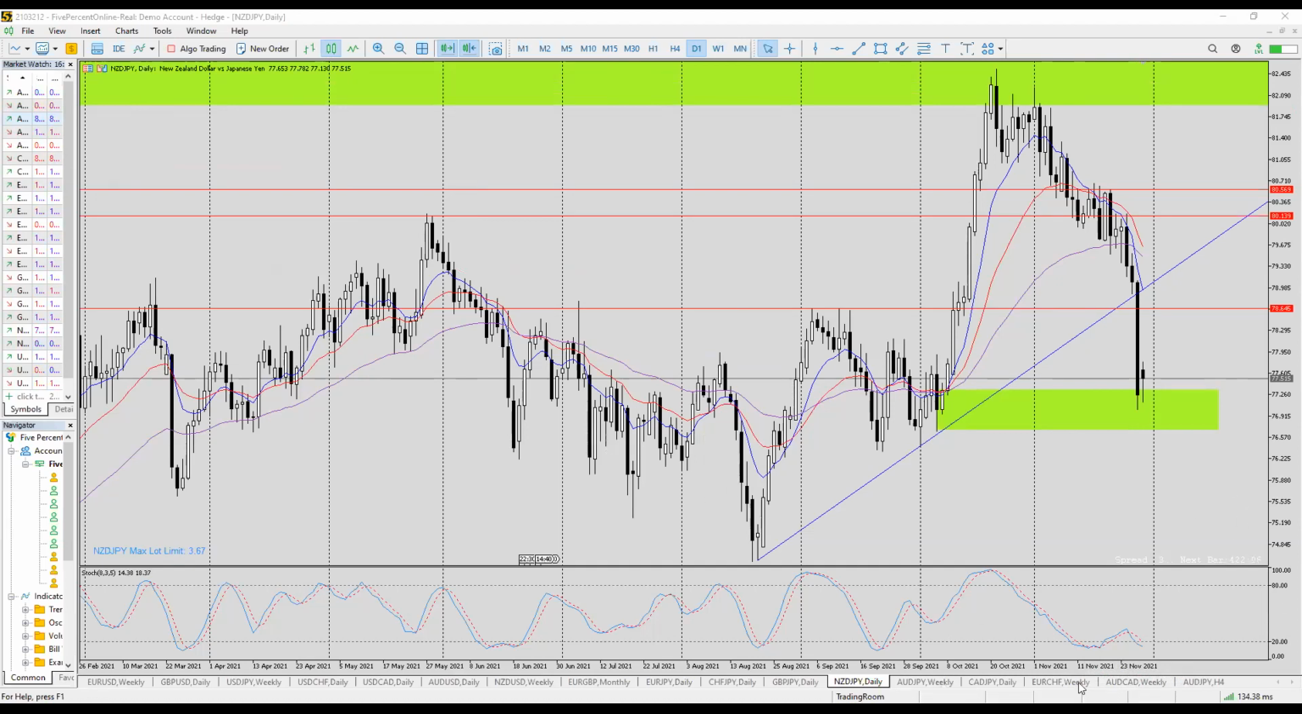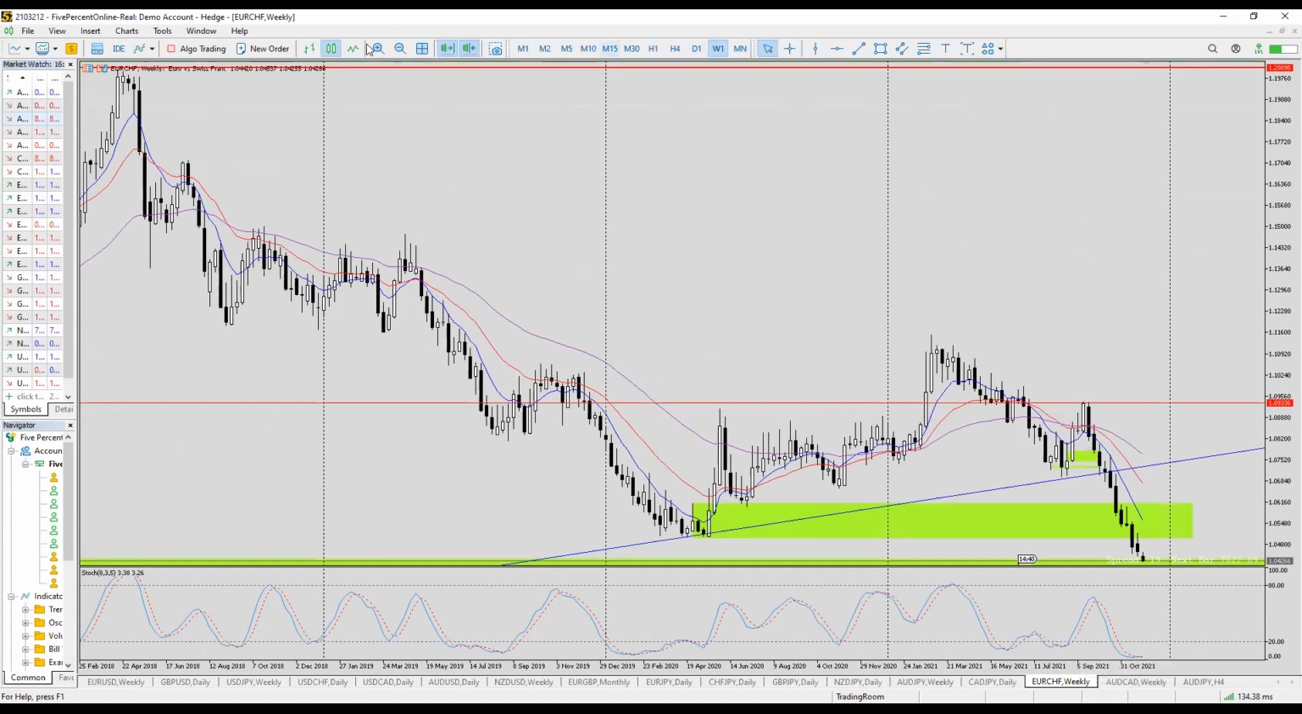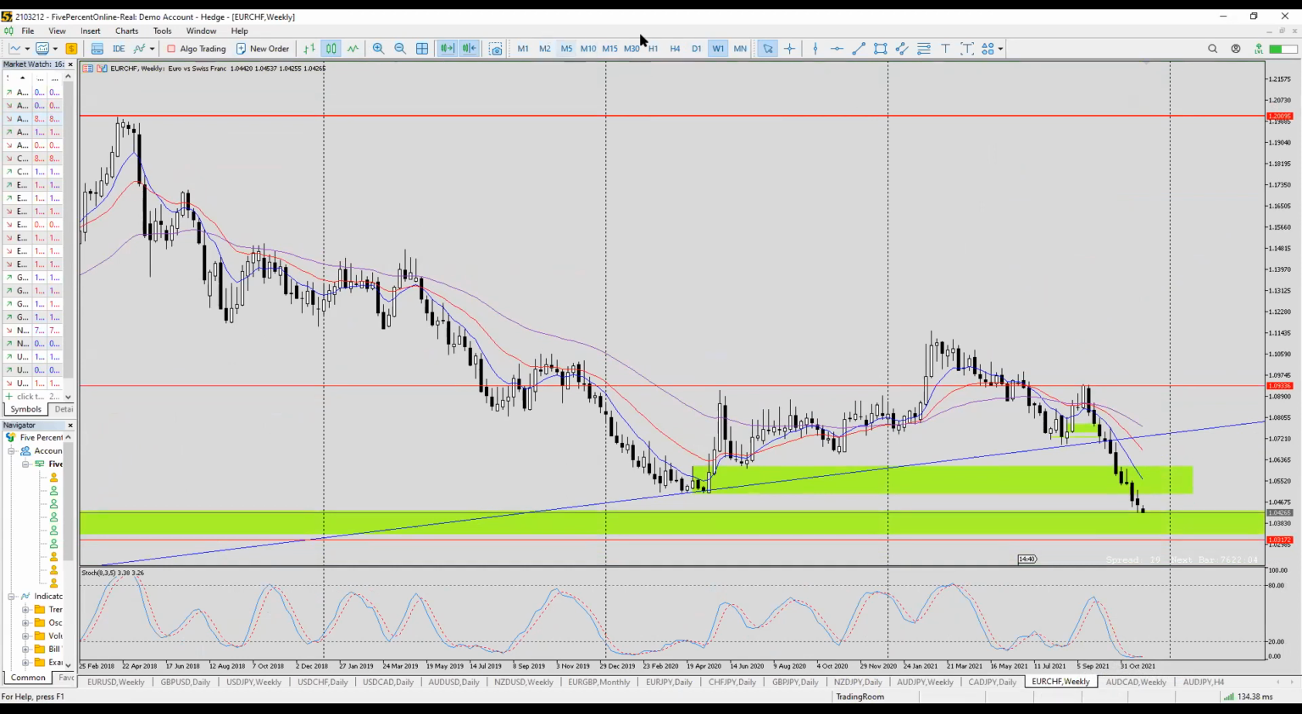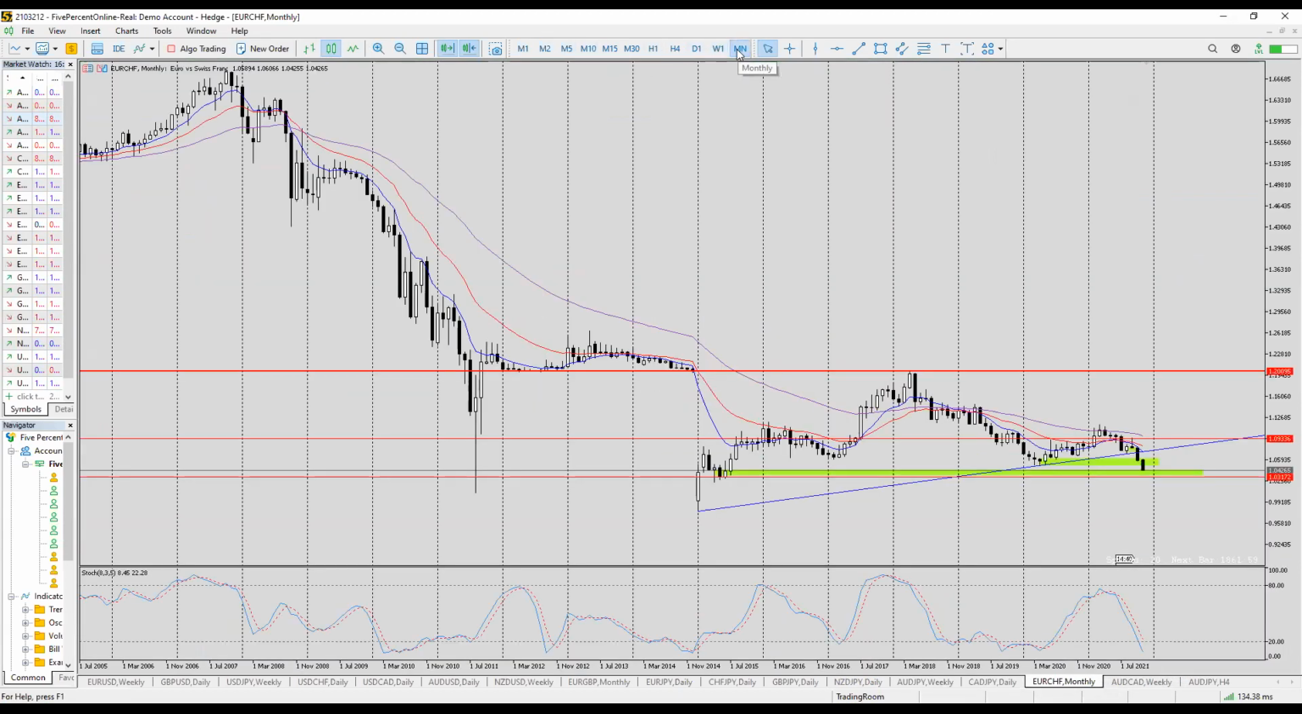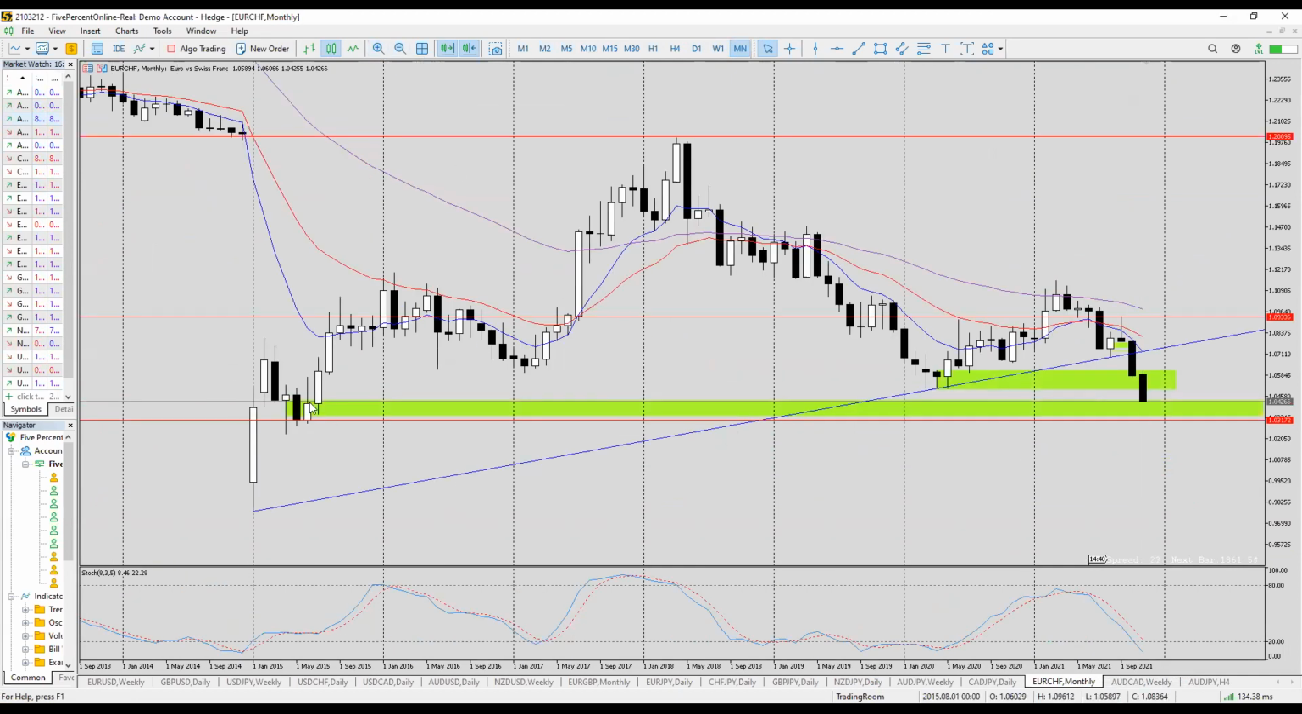One thing before we finish, Euro Swiss. Again, I'm warning you, pay attention. Euro Swiss is going lower. It's still going lower, and it's going into the risk zone.